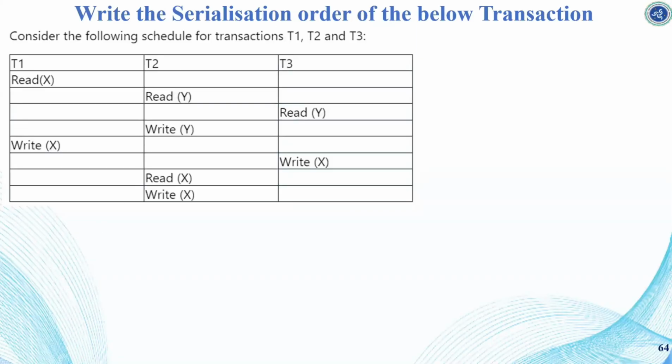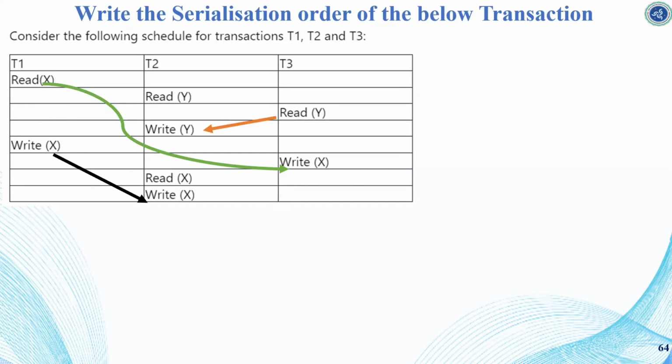Next, we can see another example. Here we have to write the serialization order of the below transactions. You are given three transactions, T1, T2, and T3. First, we need to find out the conflicts. This is the conflict from read X to write X, T1 to T3. Then read Y to write Y, T3 to T2. Then write X to write X, T1 to T2.